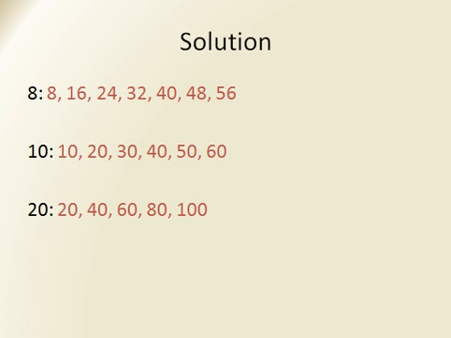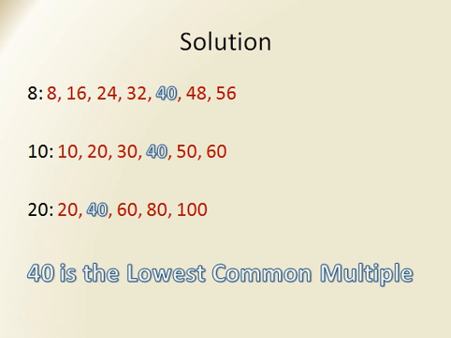Okay, welcome back. Hopefully your list looks something like this. You've listed out all the multiples for each number up to a reasonable amount, and you should notice, of course, that 40 is the lowest common multiple.